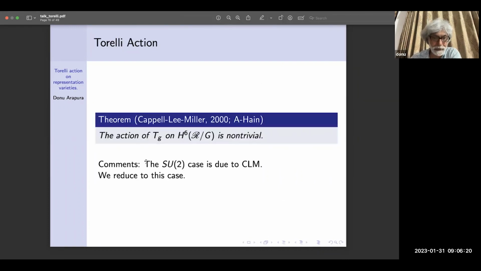I jumped a slide here. So what Cappell et al. dealt with was the SU2 case. And so I guess we can do the higher rank case, but we really just reduced to their work. So in some sense the SU2 case is the main case.